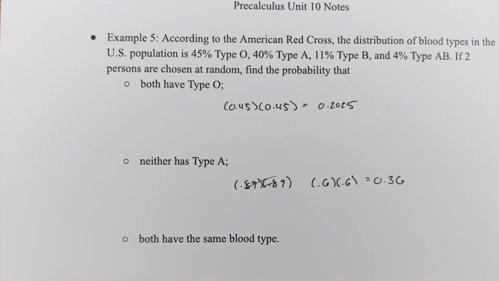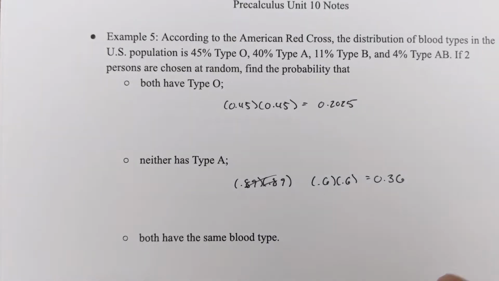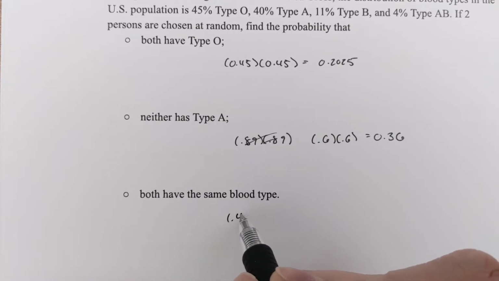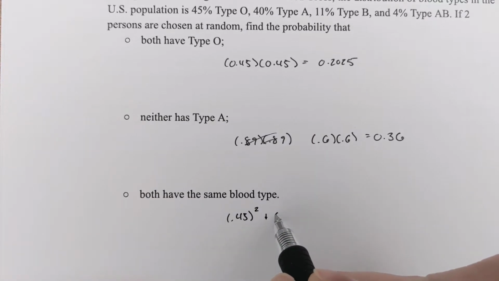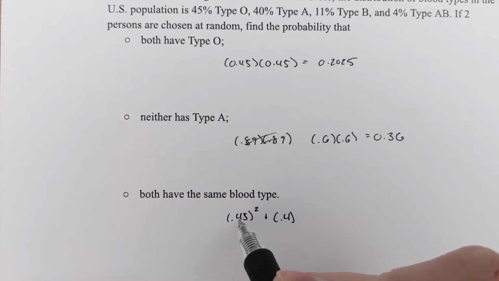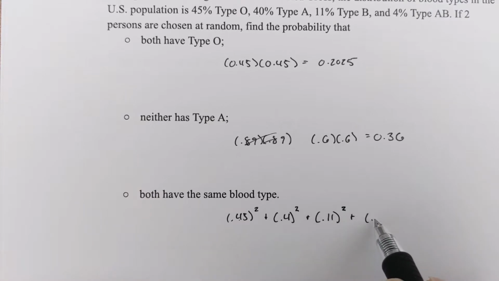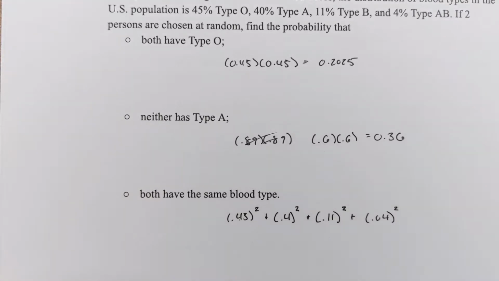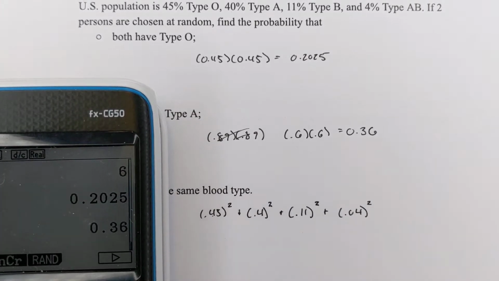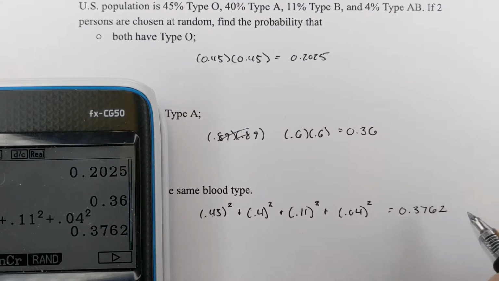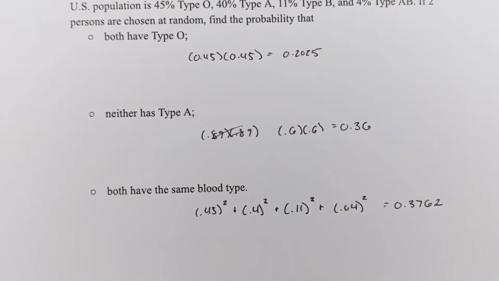Both have the same blood type. Okay, so this is a bit tricky. We have to do double O, double A, double B, double AB, and add them up. So 0.45 squared plus 0.4 squared plus 0.11 squared plus 0.04 squared. So 0.3762 would be the probability that they both have the same blood type.